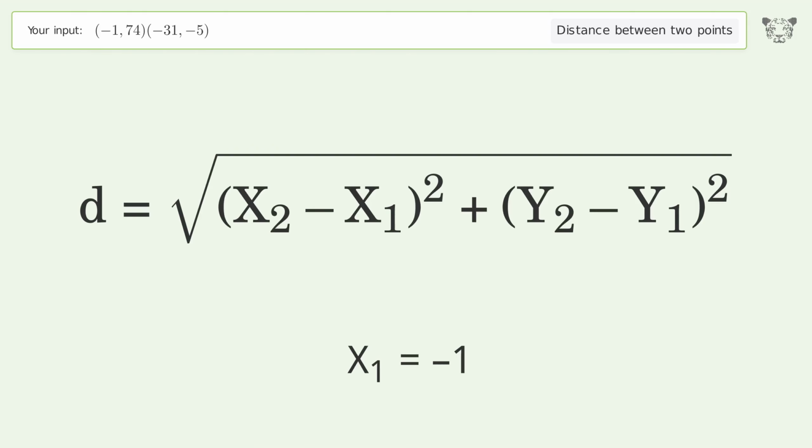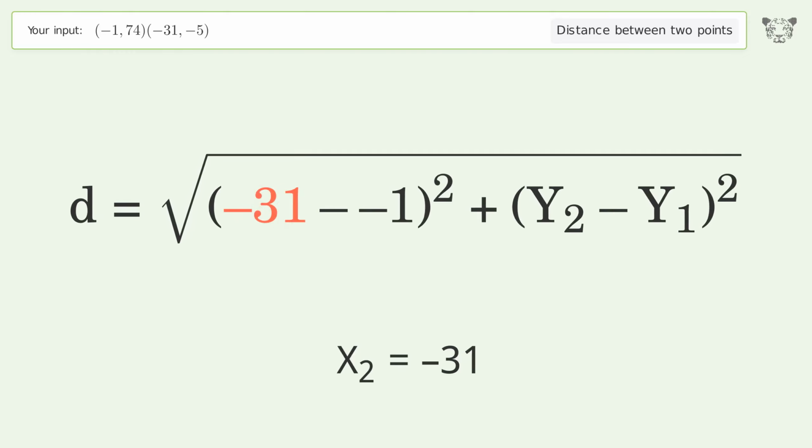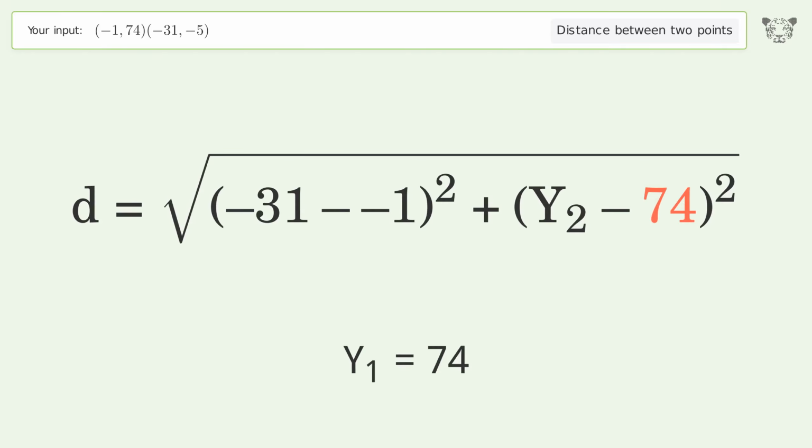x1 equals -1. x2 equals -31. y1 equals 74. y2 equals -5.